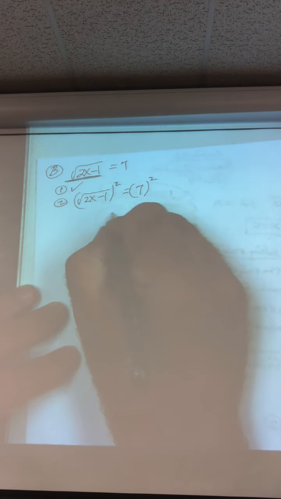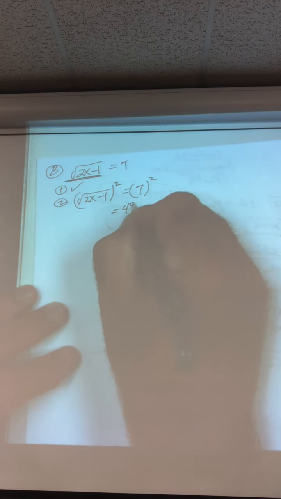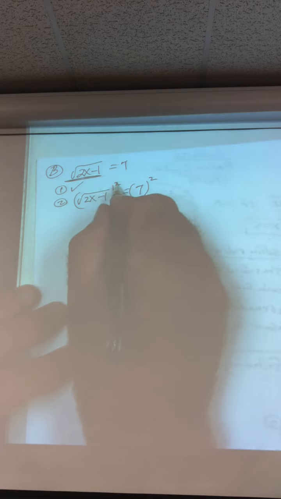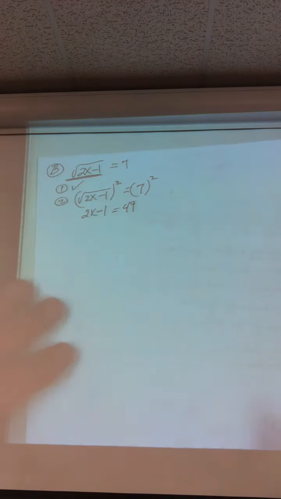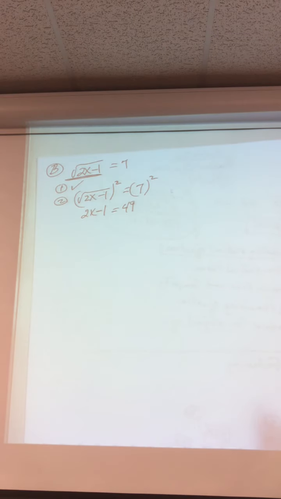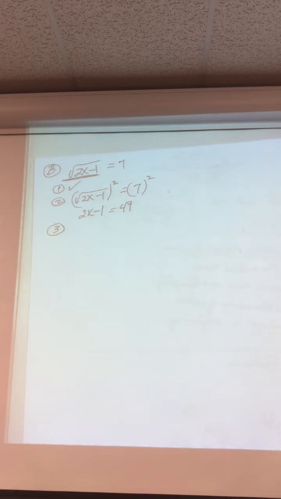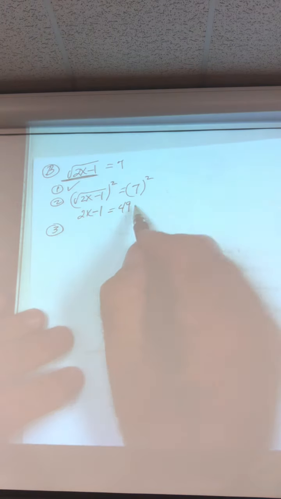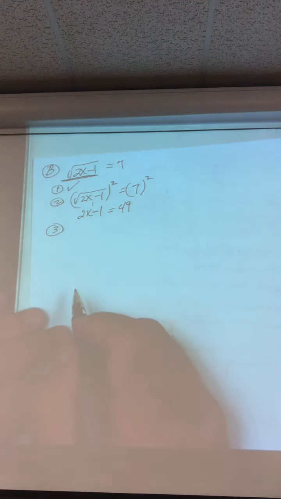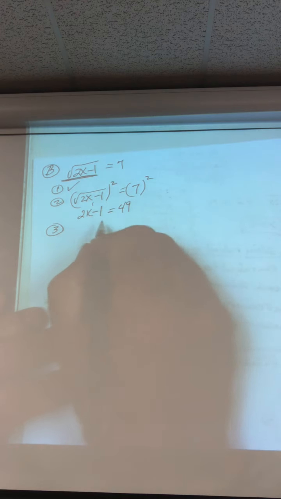And simplify. So when you square the right side, you get 49. When you square that square root, as we've already talked about, it just gets rid of it. Step 3: solve the equation that is left. Well, this is a linear equation. x is to the first power. So we're going to get the x by itself.